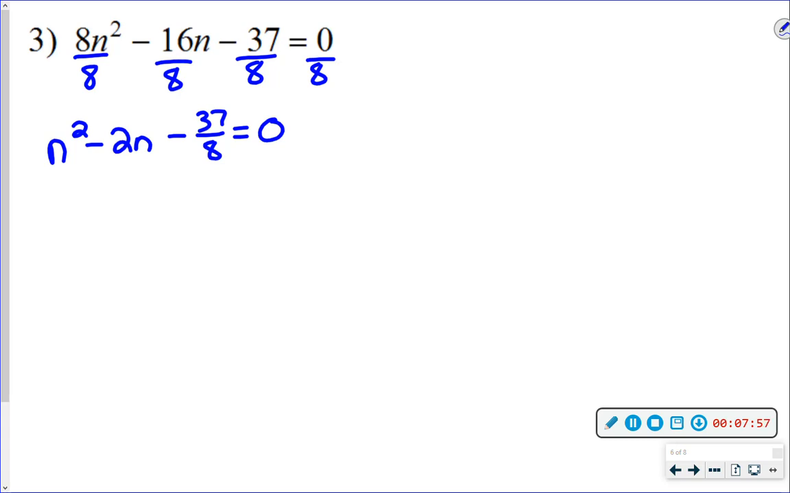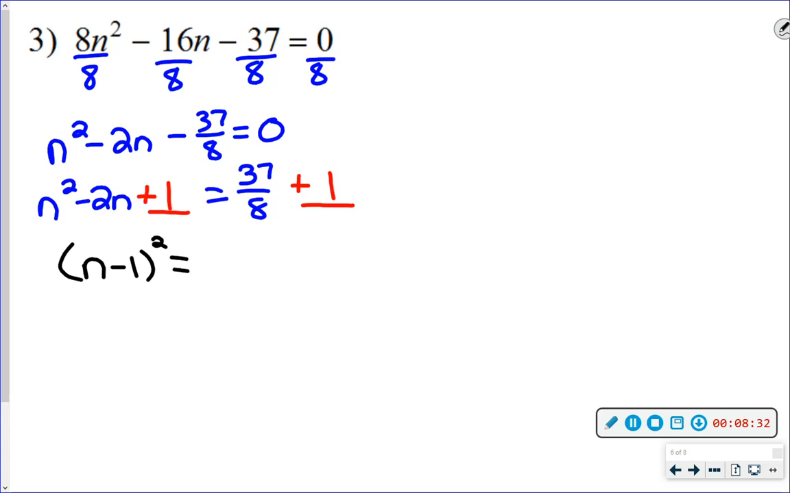Now, same process. Let's move the 37/8. And some of you could do this all in one step and go right to what I'm writing now. Could just skip that and just go into this. We're going to recalculate our third term. So that completing the square part is easy. Half of 2, 1 squared, 1. I'm going to factor the left side. 2 numbers that multiply to 1, add to -2, -1, -1.